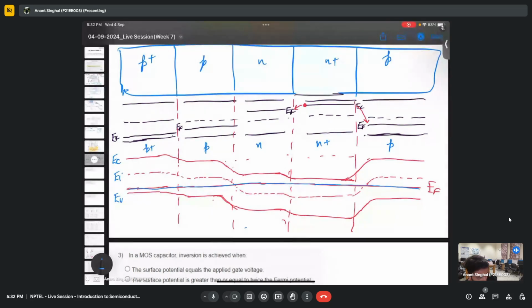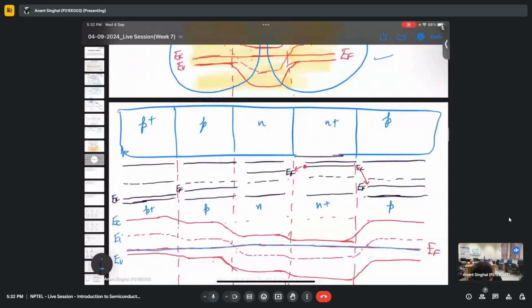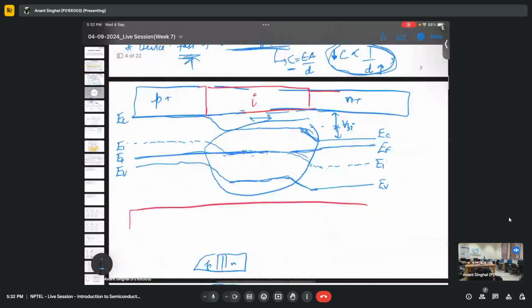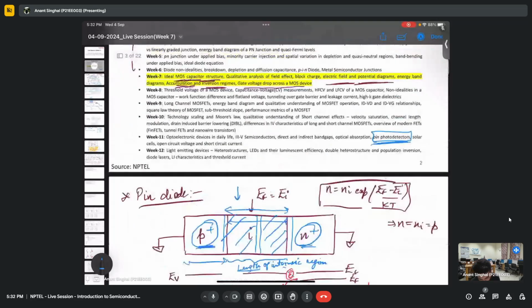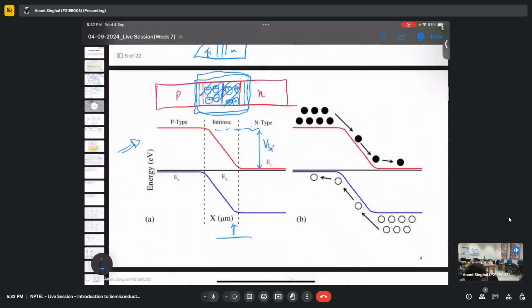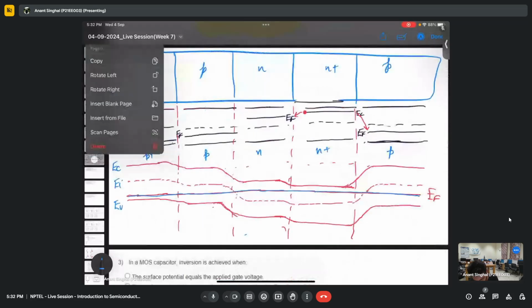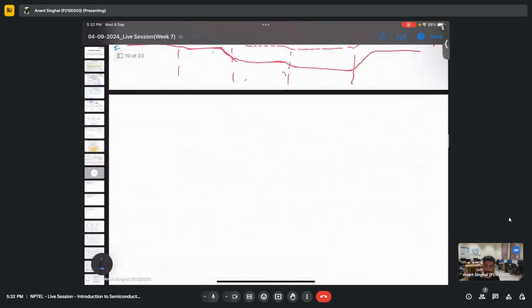So now without any further wait, let's start with the course content for this week, the MOS capacitor. I'll let you know the very basics: what is a MOS capacitor and why are we even using it? I hope you already know what a capacitor is. Can anyone tell, structure-wise, how a capacitor is built? If I talk about a parallel plate capacitor, what is a parallel plate capacitor?